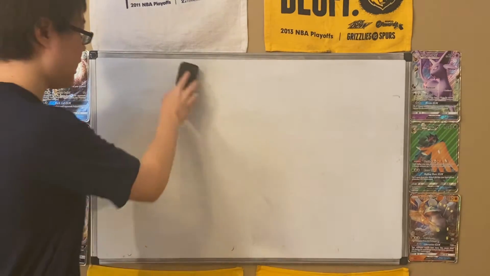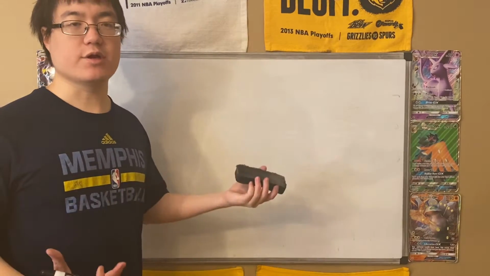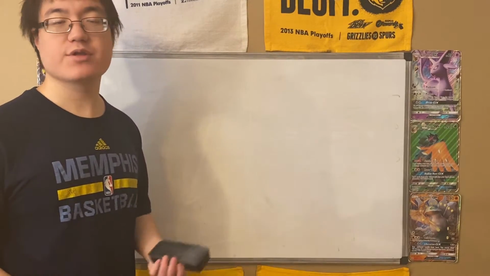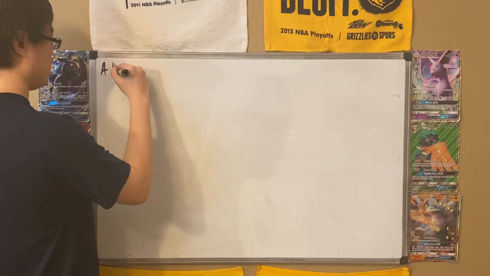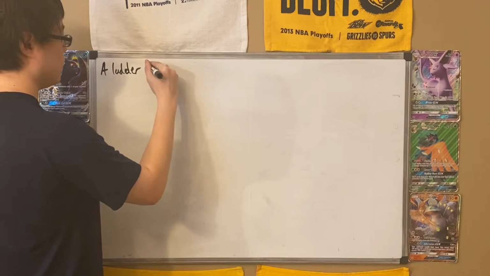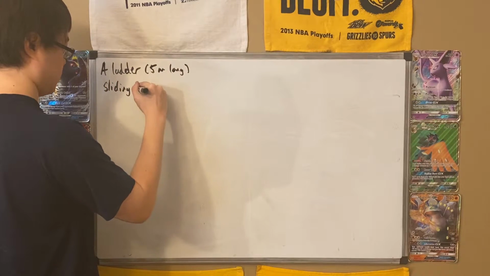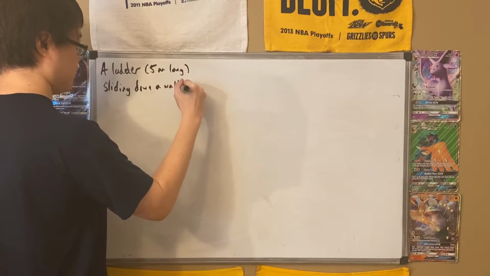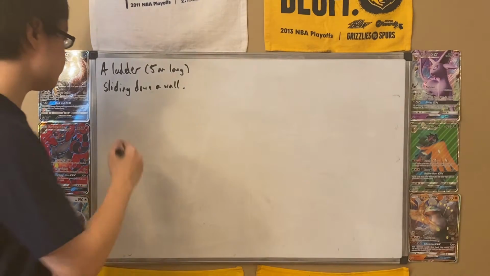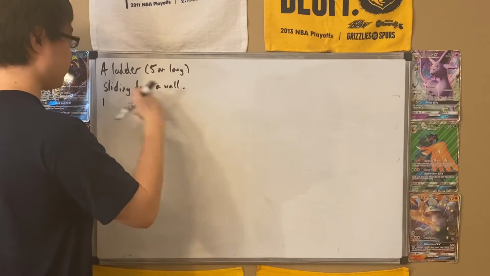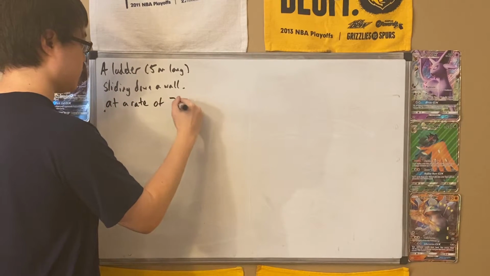So let's say we're going to do the famous ladder question now. Unfortunately, the ladder question does involve a big paragraph in terms of writing it out, and that's why some students have a lot of trouble with this because they have to interpret all these English words, but let's write the ladder question. So a ladder, let's say it's 5 meters long. It's going to be sliding down a wall at a rate of 2 meters per second.